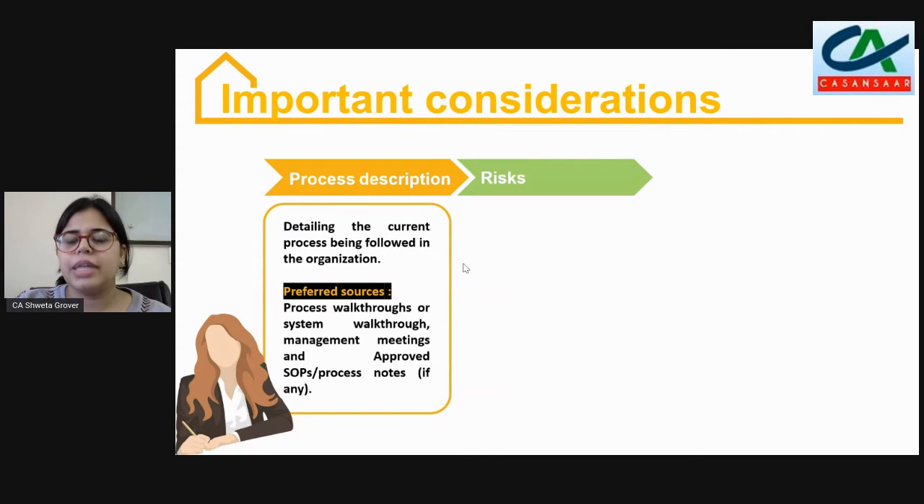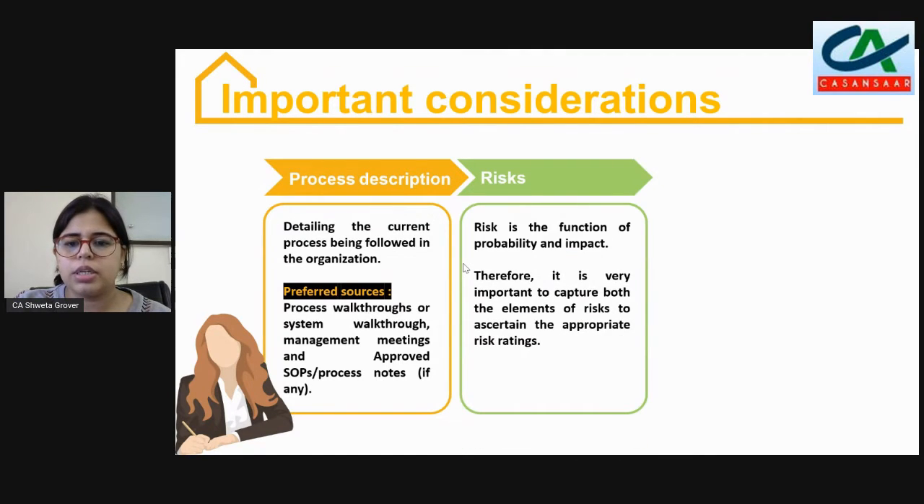Risk. The second important information in the RACM, of course, is risk. Now, risk is a function of probability and impact. Both these topics, probability and impact, have to be captured in the risk column. Sometimes what happens is that when we are preparing the RACM, we are just mentioning the probability, and we are not writing down the impact.